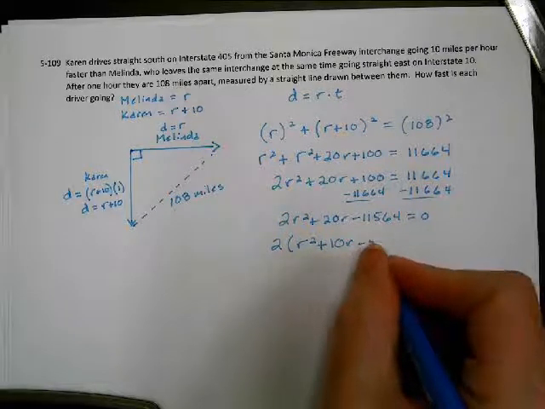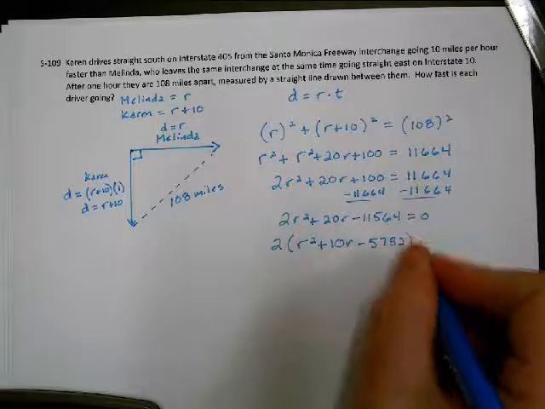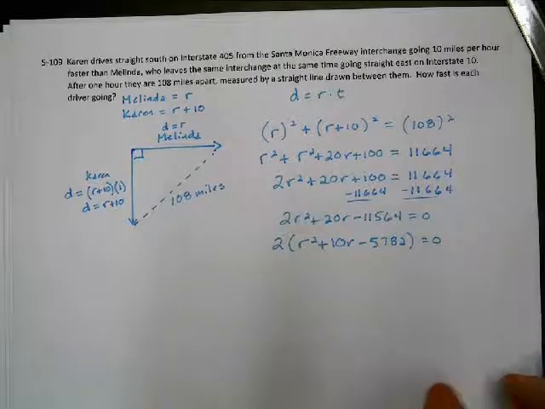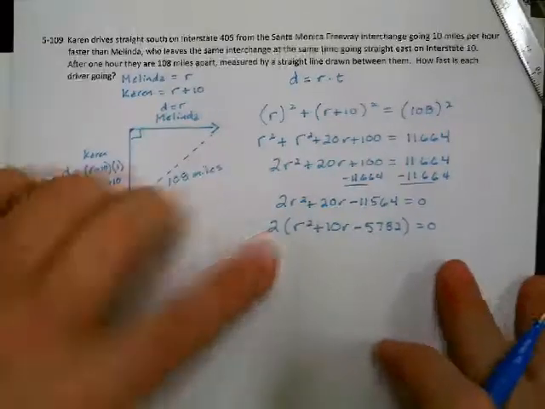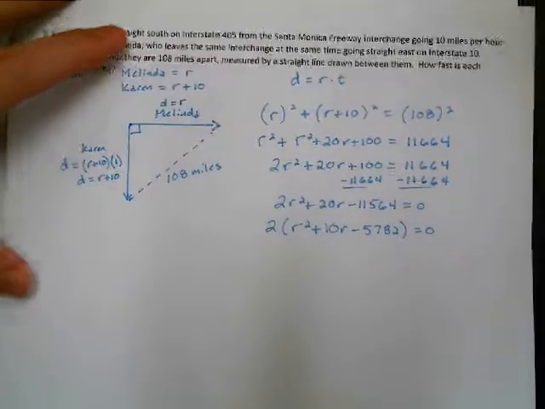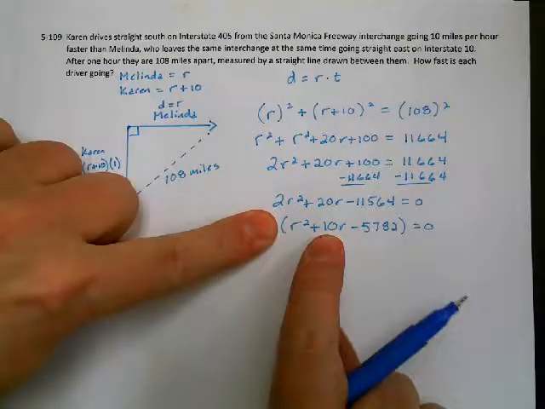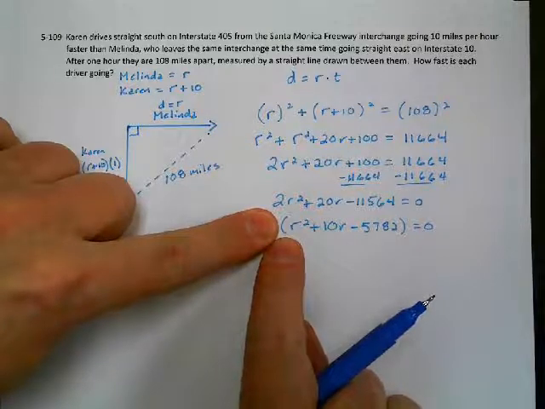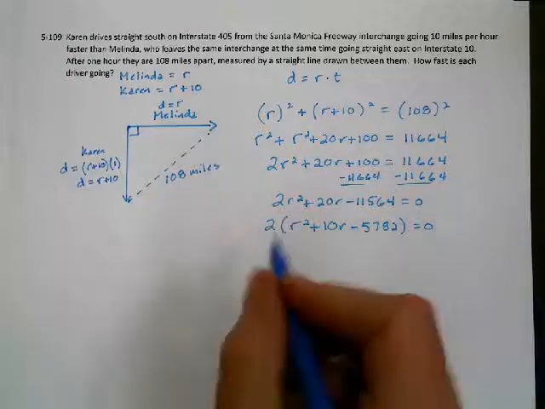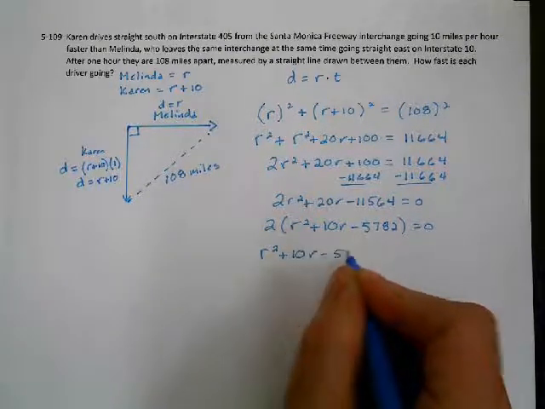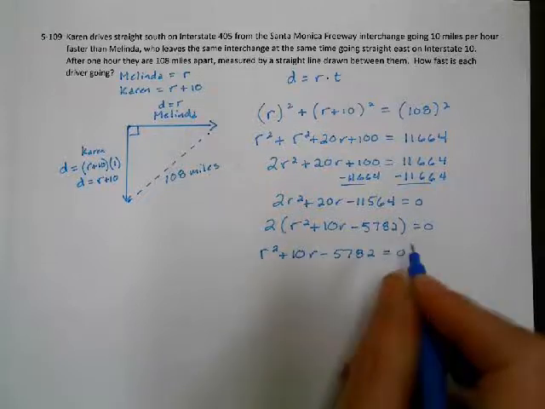All right, so at this point, what are we going to do? So I'm looking at this. I can use the quadratic formula, or since this number's even, and I don't have a leading coefficient since I factored out that 2, I can just use the completing the square method, which I will do. So I've got R squared plus 10R minus 5782 equals 0. Some of you might be saying, where'd this 2 go? Well, if I divide both sides by 2, it just goes away, because 0 divided by 2 is 0.